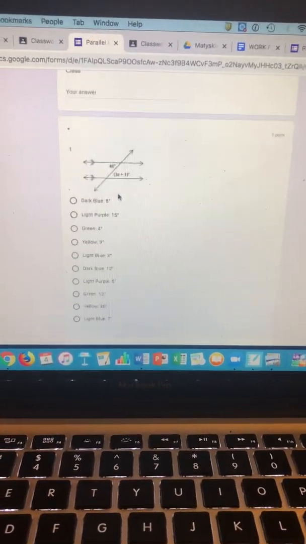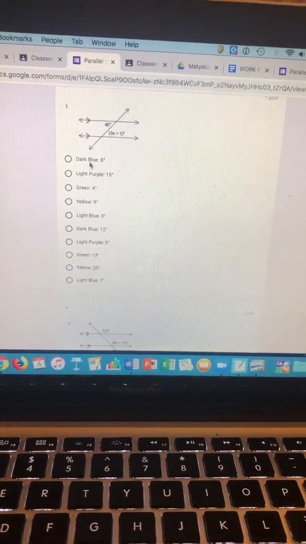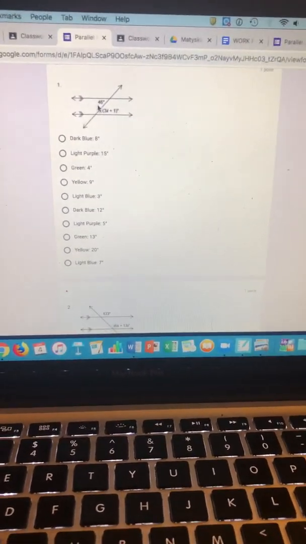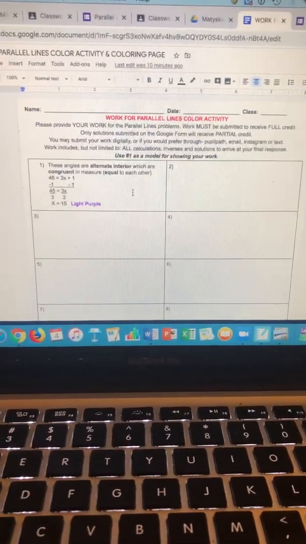So I'm going to click on that form just to show you. You're going to be given parallel lines cut by a transversal, and you are asked to solve for x. You are only solving for x, you are not solving for the angle measure. So for number 1, I actually modeled it for you on the doc. I'll scroll up so you guys can see.